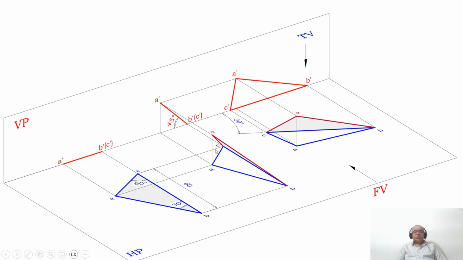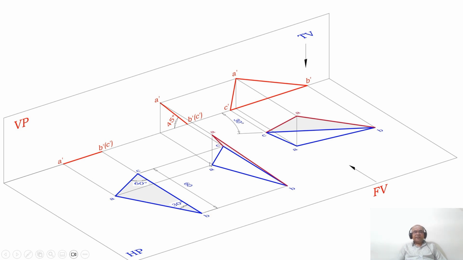How to do that? At this position, what is the position of BC with respect to both HP and VP? With respect to both HP and VP, BC is parallel to HP and perpendicular to VP. Since it is perpendicular to VP, you are getting a point in the vertical plane. And since it is parallel to HP, you are getting the true length here. So what you can do is rewrite the second position top view by rotating at an angle of 30 degrees with respect to VP directly.